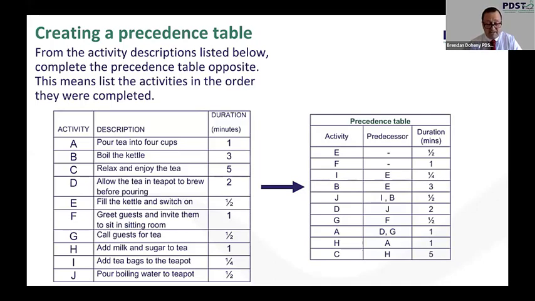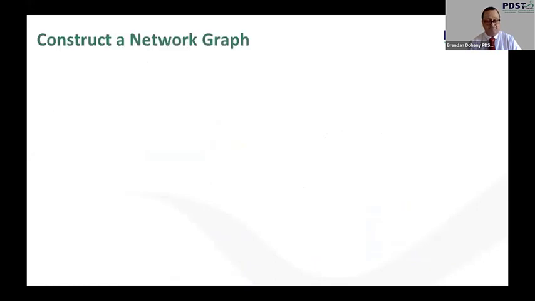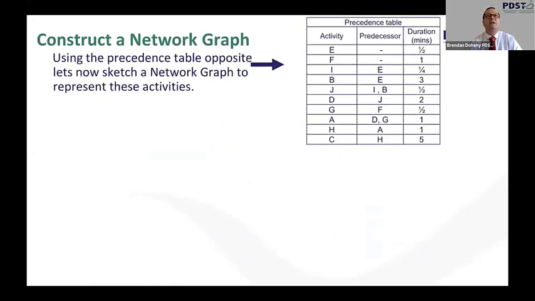Now we'll see, can we represent this as a network graph? We can see that activities E and F have no predecessor. So we start our graph with both E and F connected from the start. Next, we see activity I follows activity E. As E is its predecessor, we show a connection from E to I. Similarly, activity B has as its predecessor E, so we show a connection from E to B also.